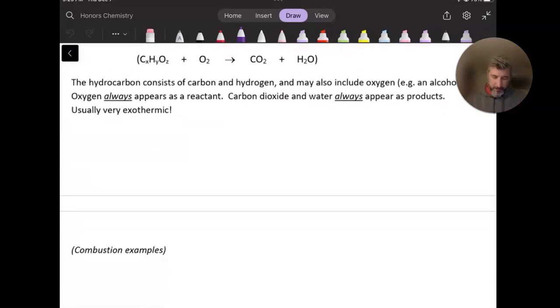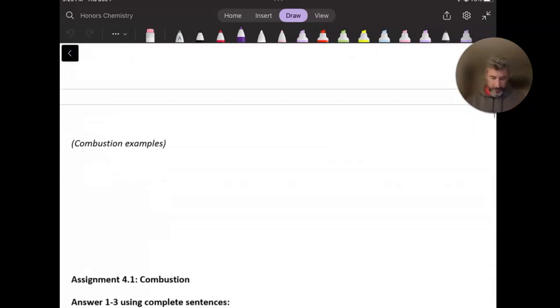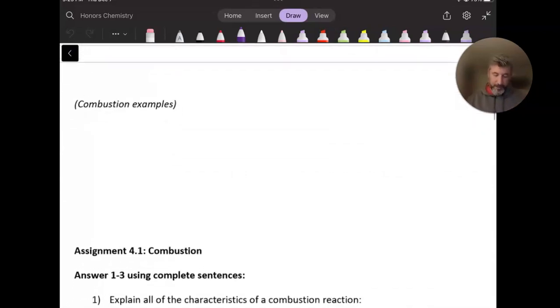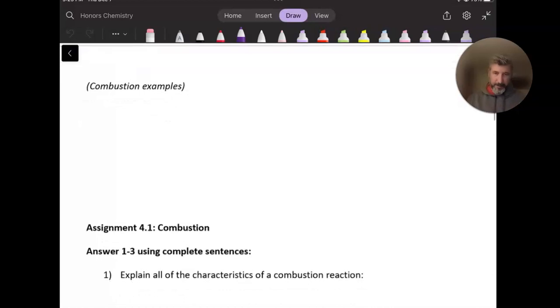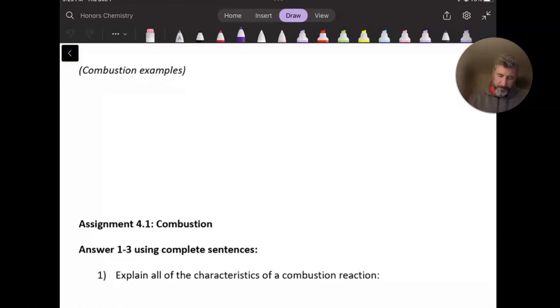So let's move on to the rest of the packet that hopefully you picked up. Combustion examples. Let's just go through a couple of examples. We're going to start with a very, very simple one, and we'll demonstrate this one in class next time. CH4 plus O2, this is just methane. Oops, started to predict the products for you. CH4 plus O2, so just methane and oxygen.